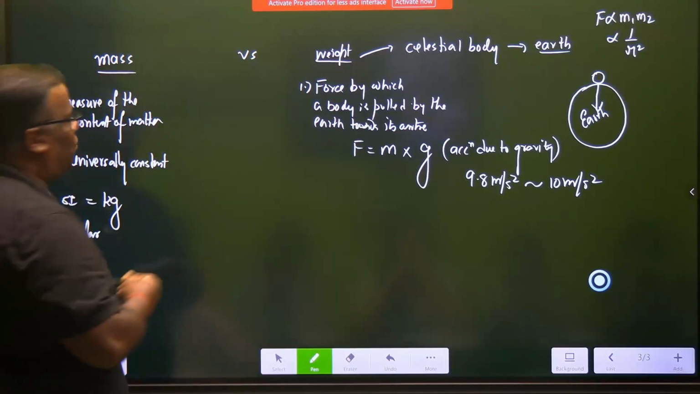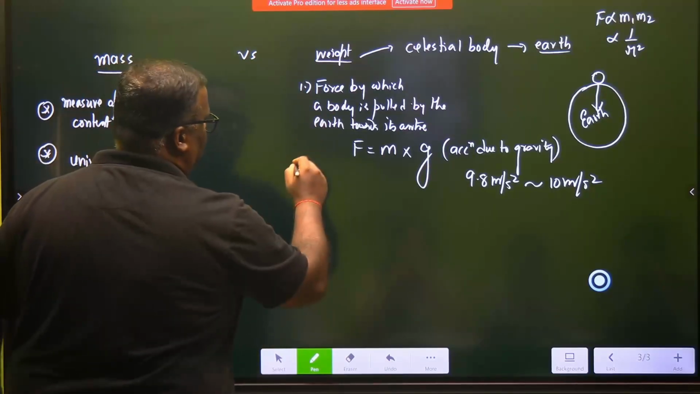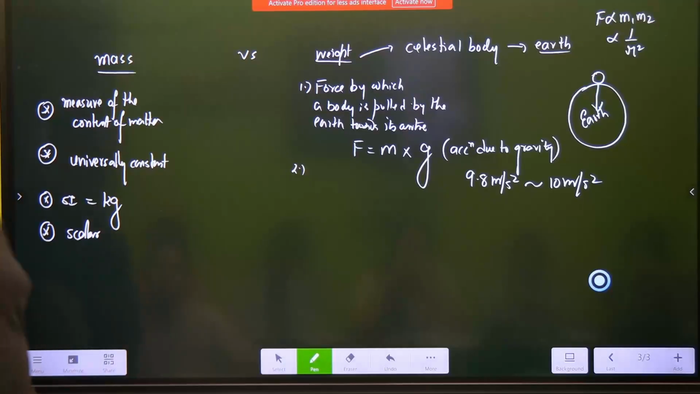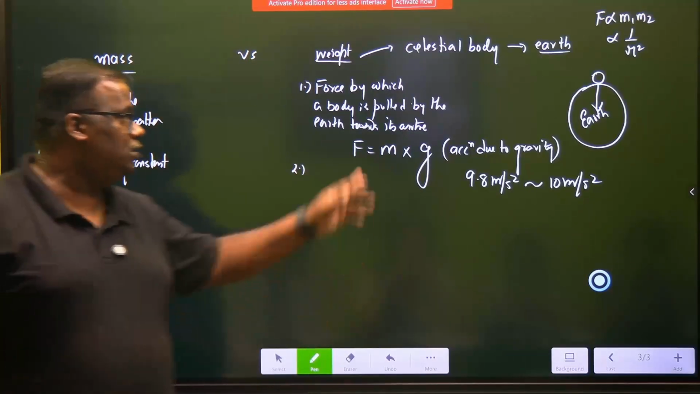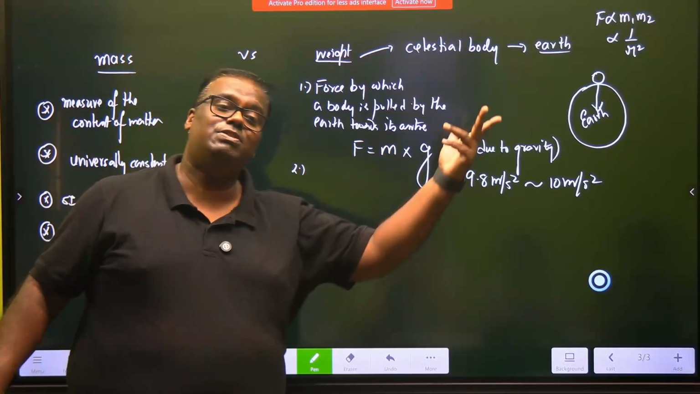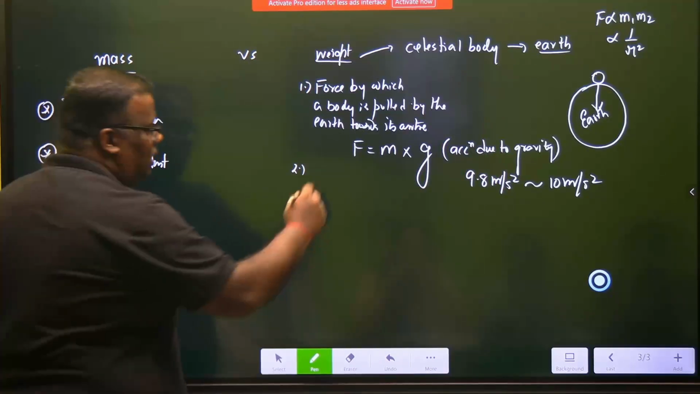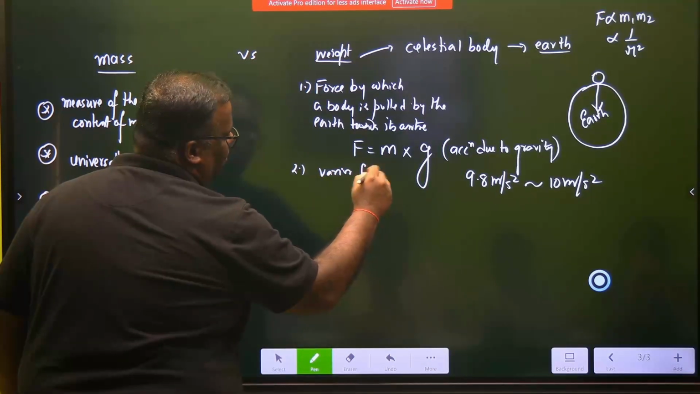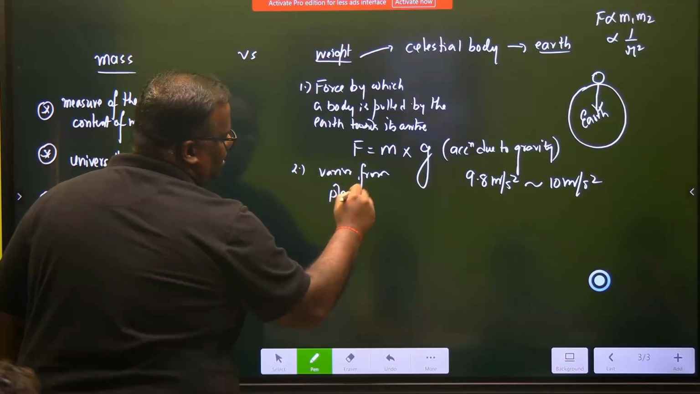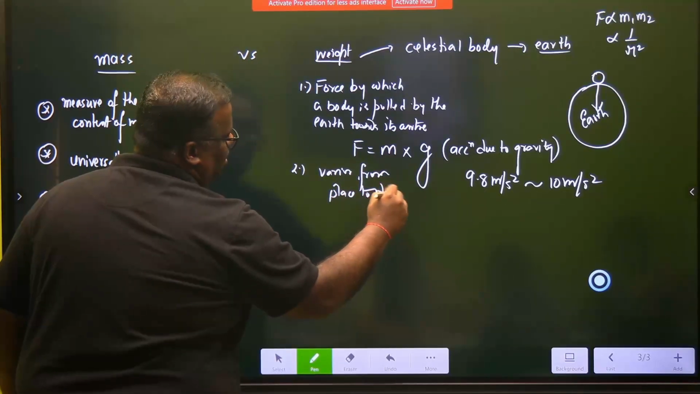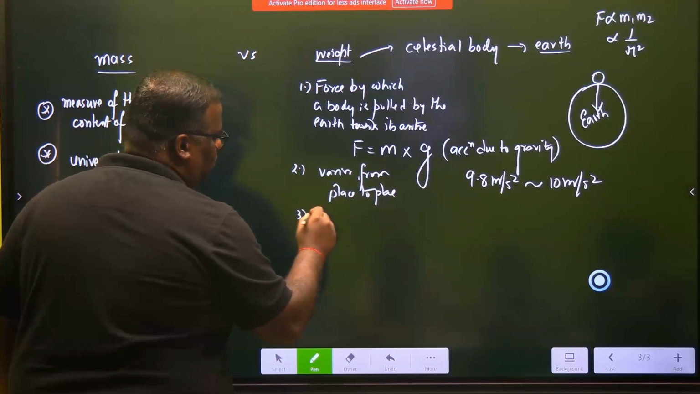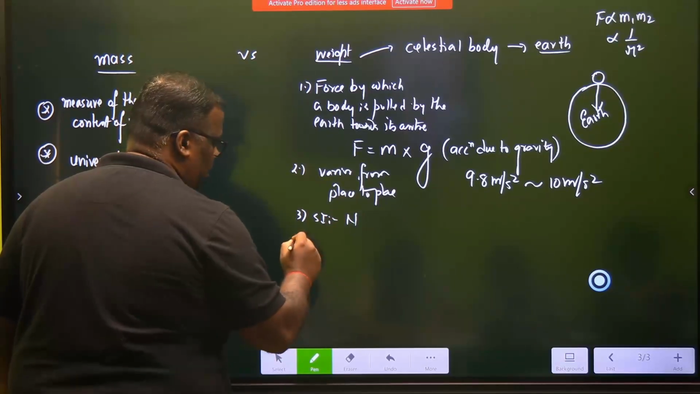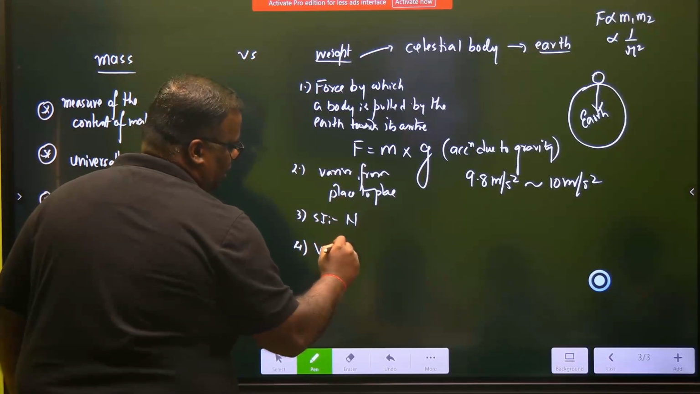Now, since this is force, the next point: this is Earth. If you try to measure the weight of this pen on the moon, will the weight change? Yes, the weight will change because mass is constant and g varies from place to place. So weight varies from place to place. And then the SI unit is Newton, and it is a vector.